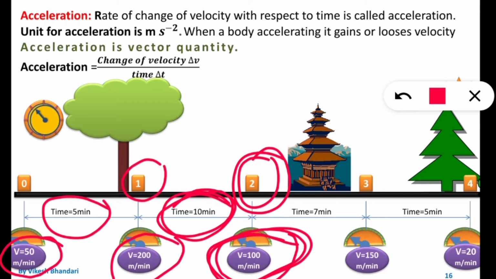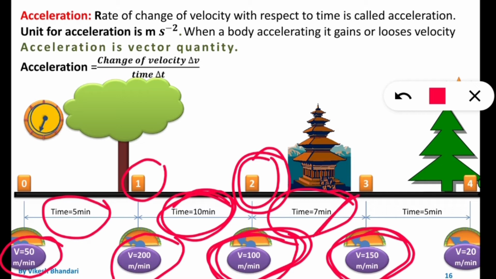Another after 7 minutes, he again gains velocity. That means here also he is accelerating, and in another 5 minutes the velocity is 20 meter per minute. That means he is applying some brake and he is retarding. Okay, that means the velocity is decreasing, and we can understand that retardation is happening.